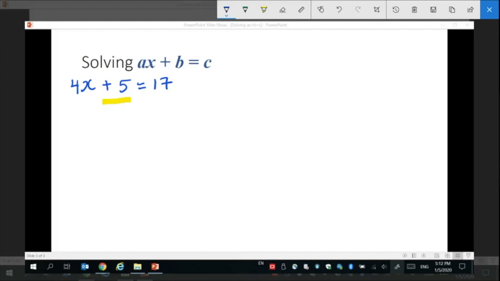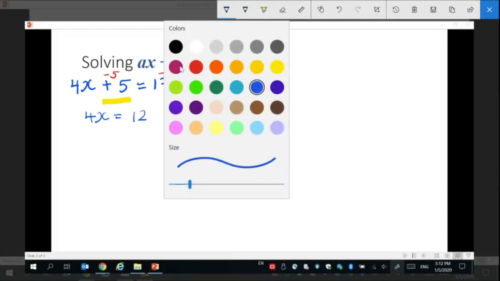So get rid of the constant term by subtracting 5 on both sides. So I minus 5 on the left-hand side, minus 5 on the other side. So I'll get 4x equals to 12. So I don't want to find out what is 4x. I want to find out exactly what x is equals to. So I need to divide by 4 on both sides.